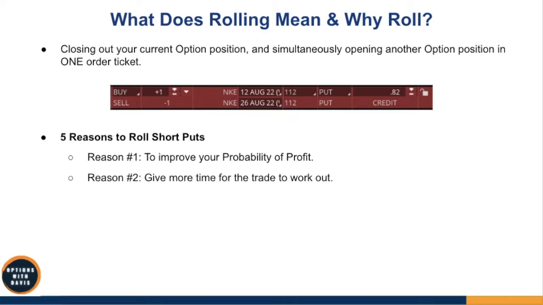Now the second reason is to give more time for the trade to work out, right? So when we are rolling, we are also extending our time. So you can see we have extended from the 12th August to 26th August. This way, if you didn't roll and the market went below your strike of 112, on the expiration date, you'll be assigned on the shares. But if you have extended it, you're giving it another 2 weeks wiggle room, the market could just go back up above 112 and it expires worthless, and then you'll be able to receive the full credit. So it gives us more time for the trade to work out.